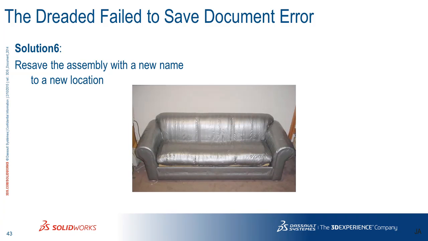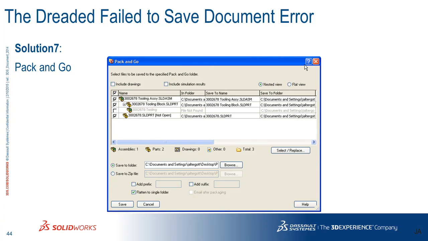Resave the assembly with a new name to a new location, kind of like you do with the Salvation Army couch. Pack and go. You can use SolidWorks Pack and Go to gather up all of the files, save them out to a new folder. In particular, if you were working on the network, save these all out to a local drive at that point in time. See if saving them out to someplace other than where they're at is part of the problem.